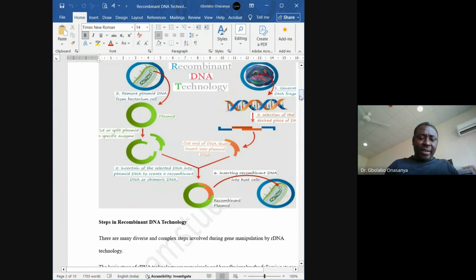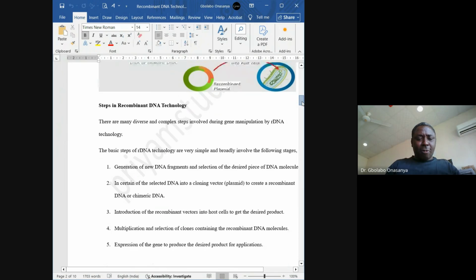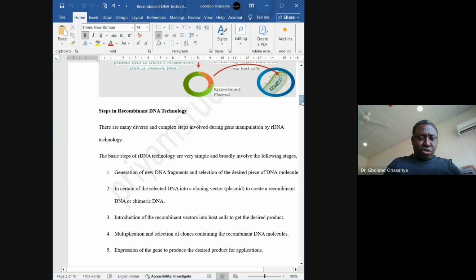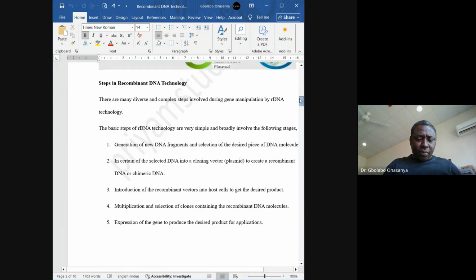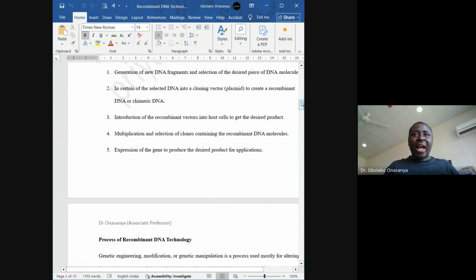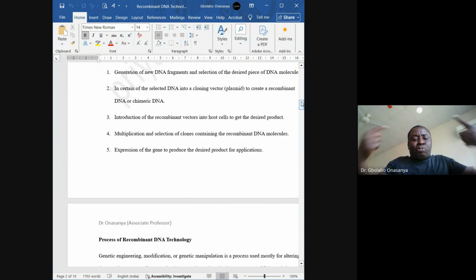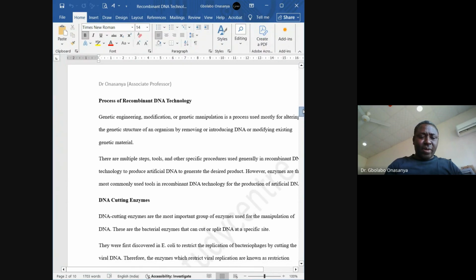I've explained the steps in recombinant DNA technology. You will need a host, you will need a vector, you will need a restriction enzyme, you will need a host, for instance, E. coli. And the foreign DNA that has been introduced into the recombinant plasmid will express the characteristics of its own gene inside the transgenic organism. Am I speaking sense?